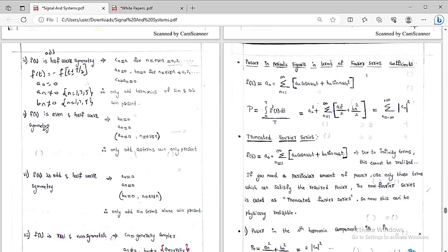The next thing is, if f of t has even and odd half-wave symmetry, suppose f of t is going to satisfy two properties, an even property as well as the odd half-wave symmetry, then what is the meaning of this one?